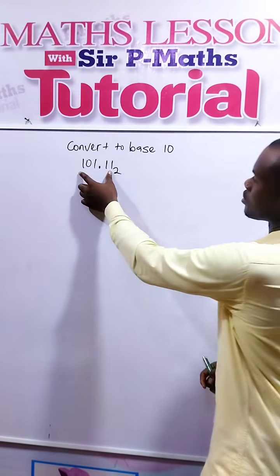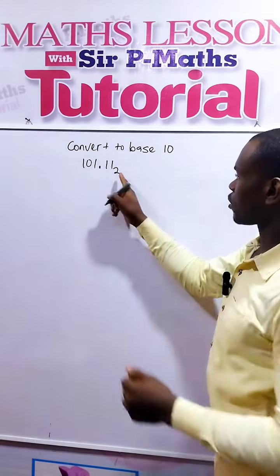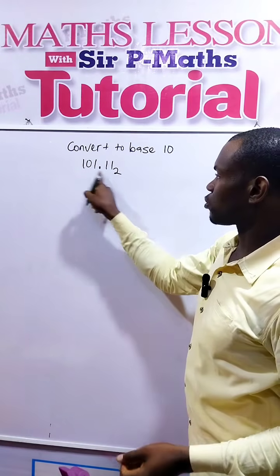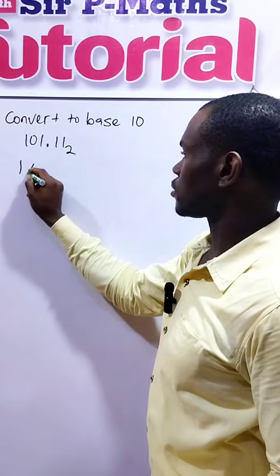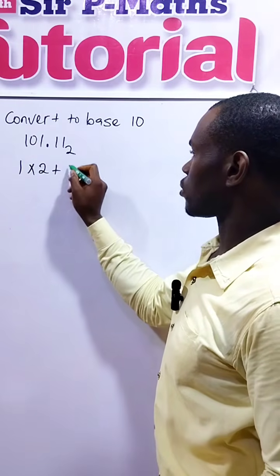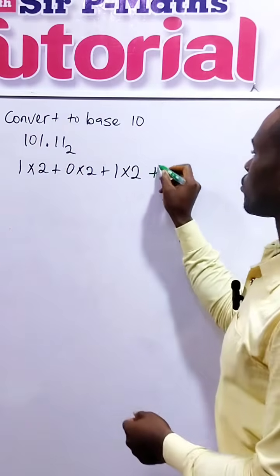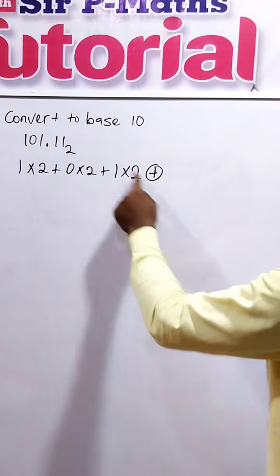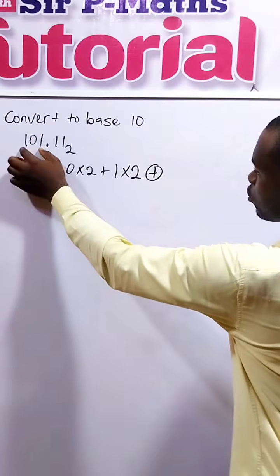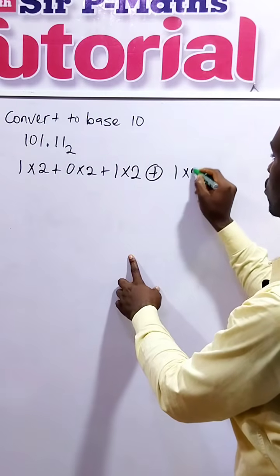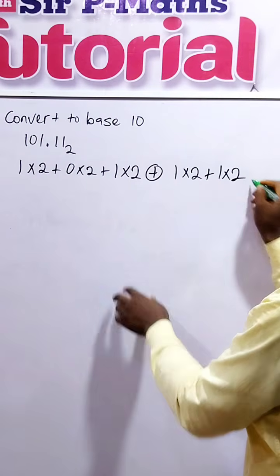We are asked to convert this number to base 10. So the first thing we do is to expand the whole number using 2. So that is 1 times 2 plus 0 times 2 plus 1 times 2. Plus, I'll use this kind of plus to demarcate between the decimal part and the whole number part. So we also have 1 times 2 plus 1 times 2.